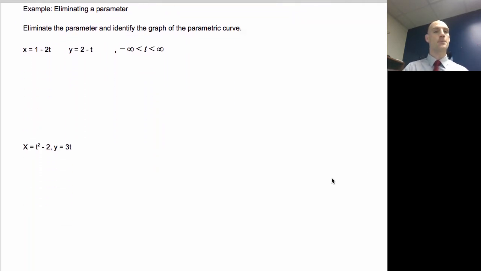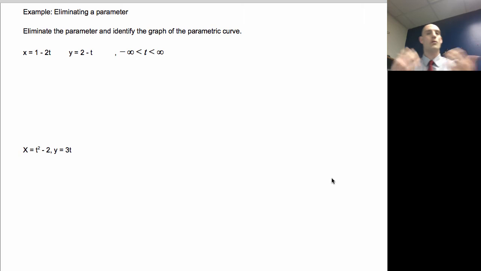In the meantime, let's talk about what we can do with these parametric equations. If they're both defined in terms of t, we can eliminate the parameter. So eliminate the parameter and identify the graph of the parametric curve.